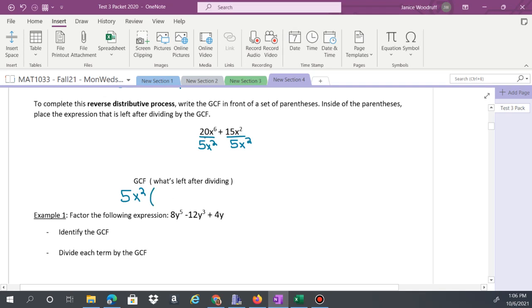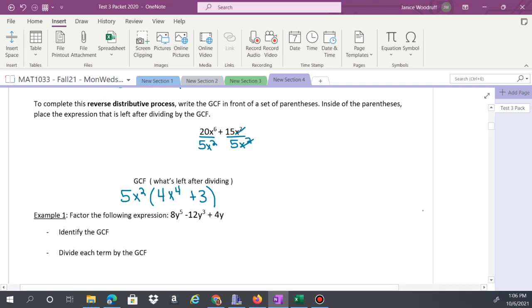So you would divide 20 by 5, that would leave you with 4. And then for the exponents, you would subtract. X to the 6 minus 2 leaves you with x to the 4th. Then 15 divided by 5 gives you a positive 3. And these x squareds cancel each other out. So that's what's left after dividing, and we've successfully taken out the GCF. So that's the process.